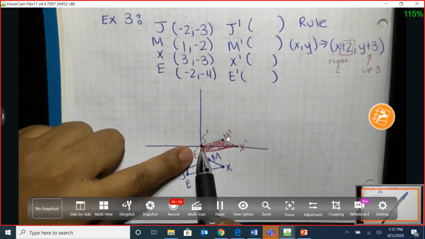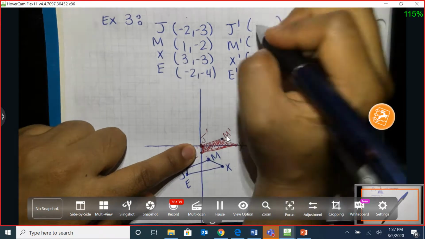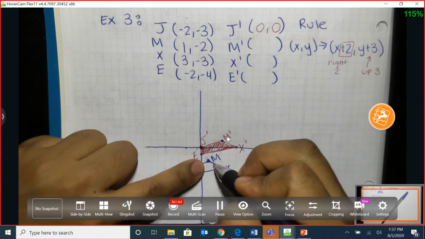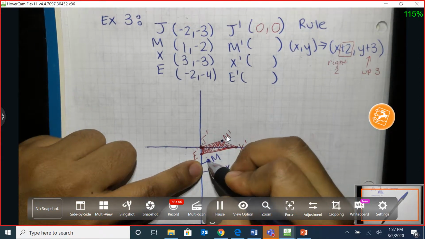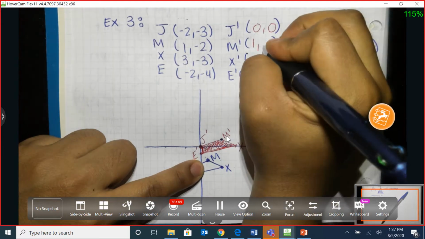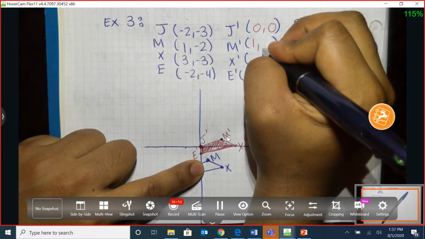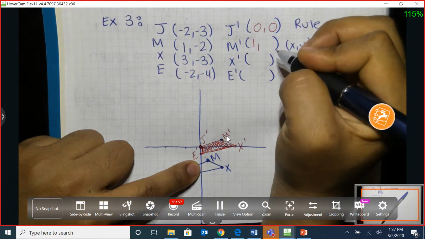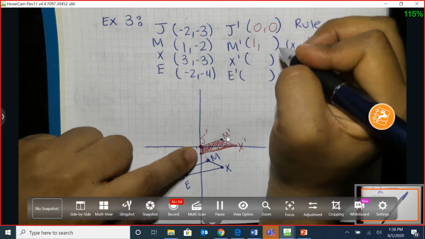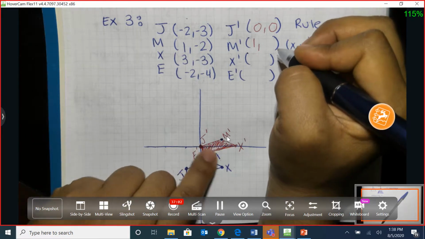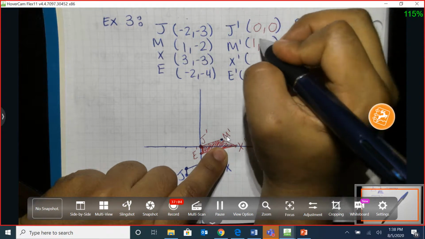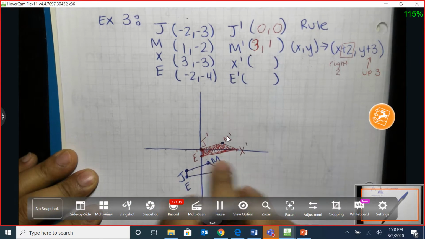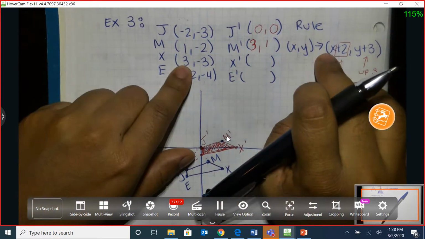And I'm going to say, j is at the origin, which is 0, 0. M is at 1, negative 2. Or, which one is it? M prime? 1, negative 2? No, not that one. I'm looking at the wrong one. M prime is over here at 3, 1.